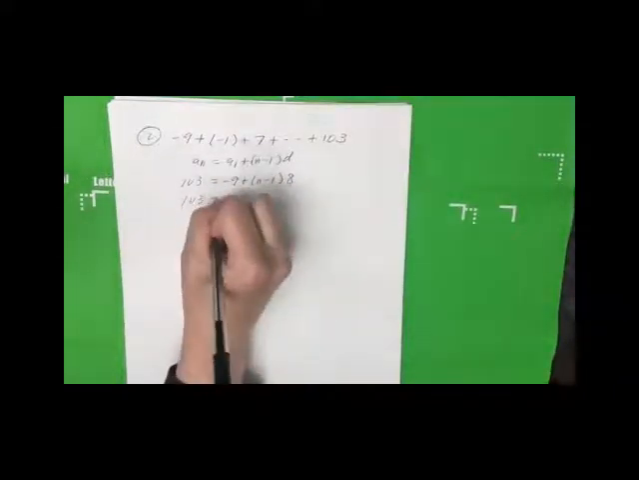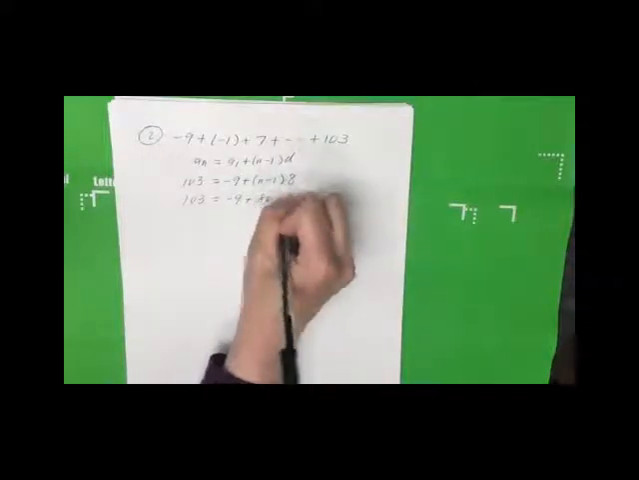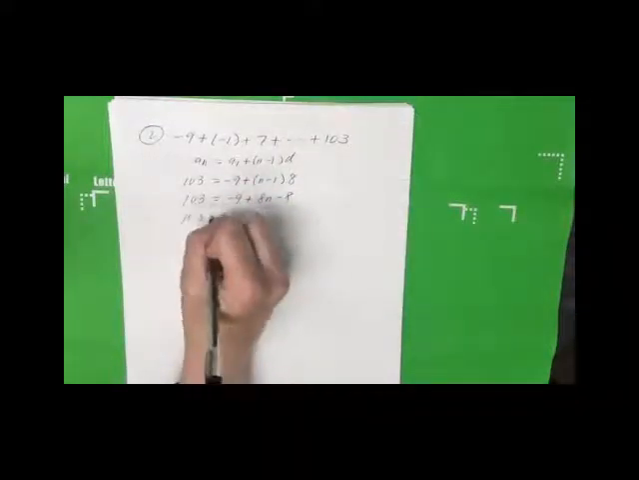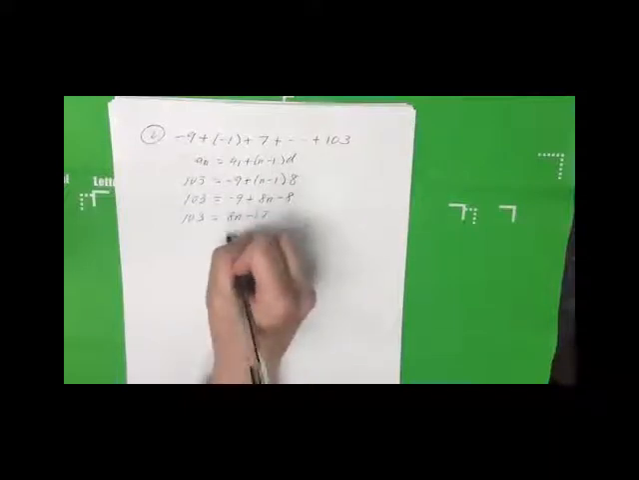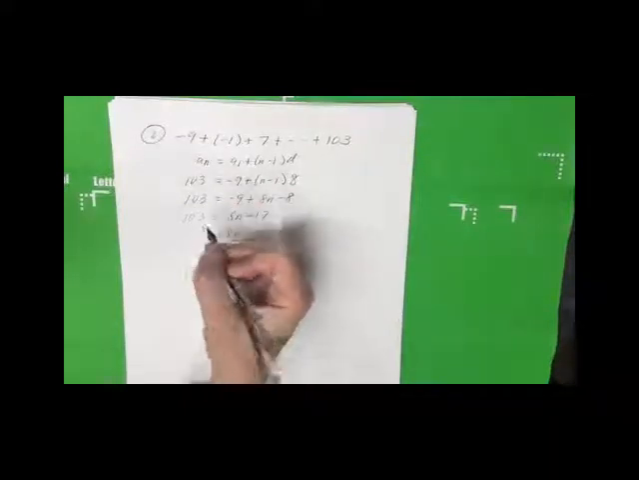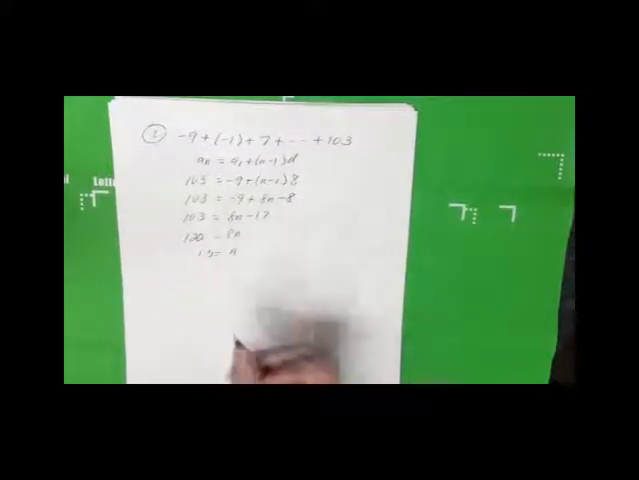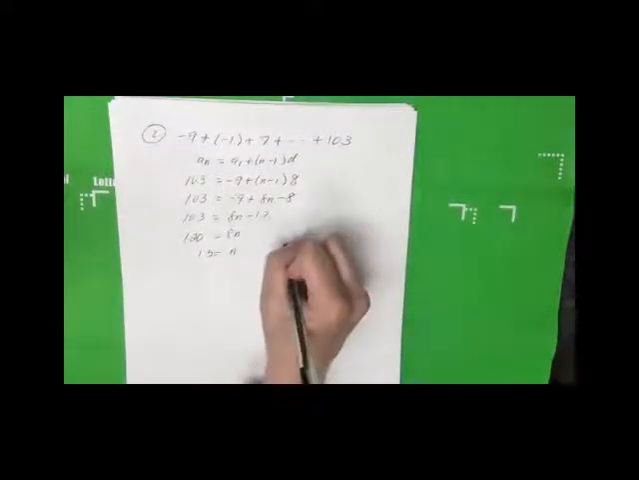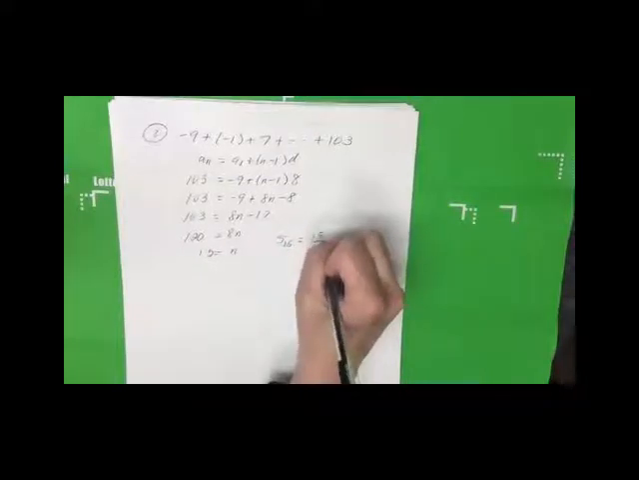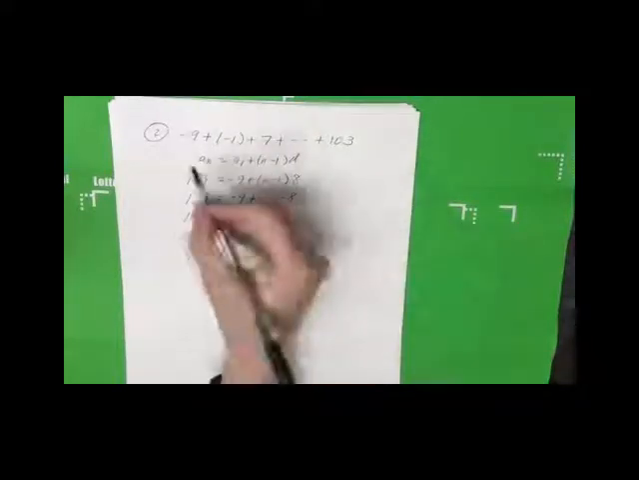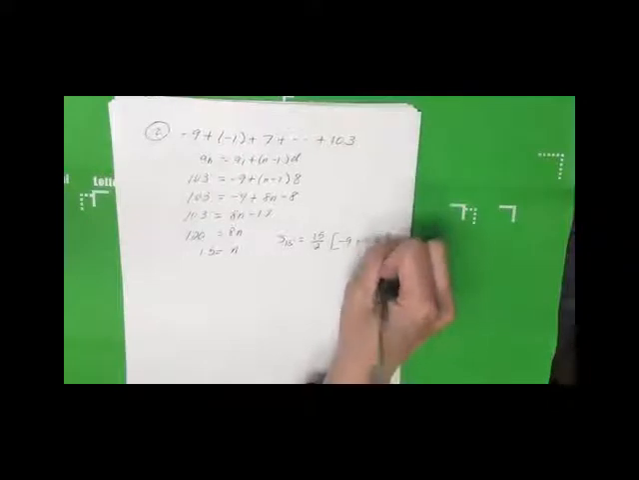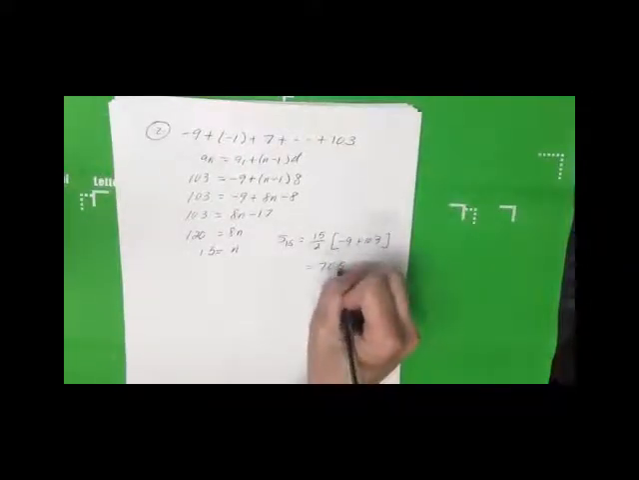You can see you're adding 8 each time. So I get 103 equals -9 plus 8n minus 8. 103 equals 8n minus 17. Add 17, we get that 8n is 120. Dividing through by 8, I get that n is 15. So there are 15 terms. So I have S sub 15 is 15 over 2 times -9, the first term, plus the last term, 103. This works out to 705.